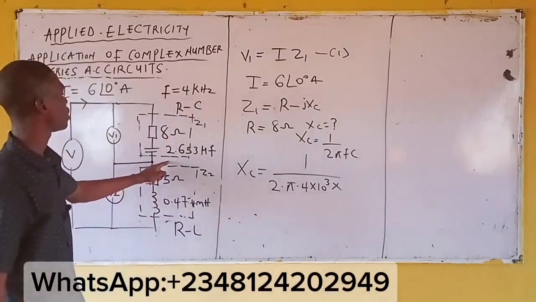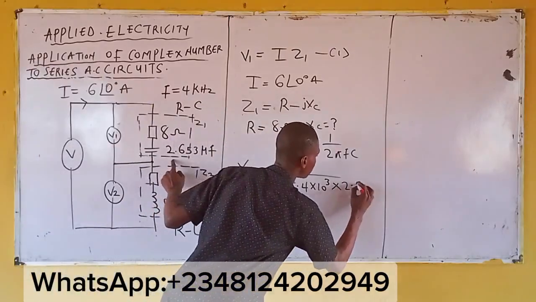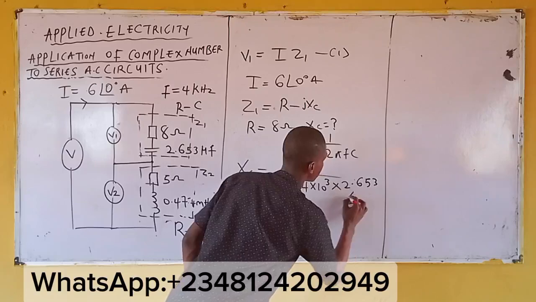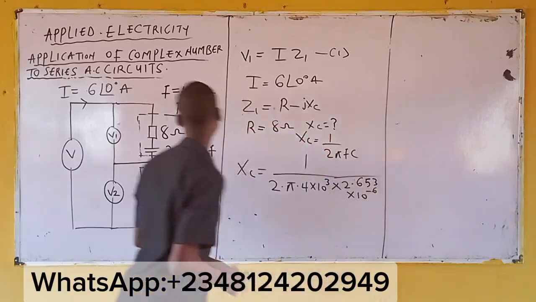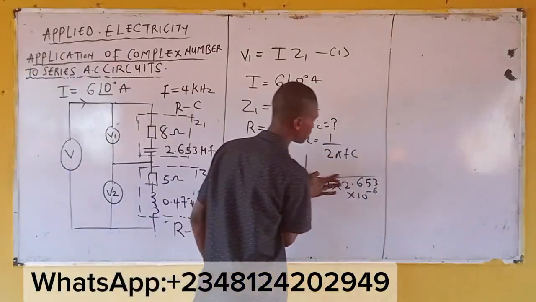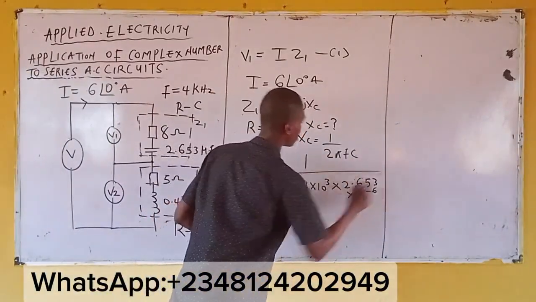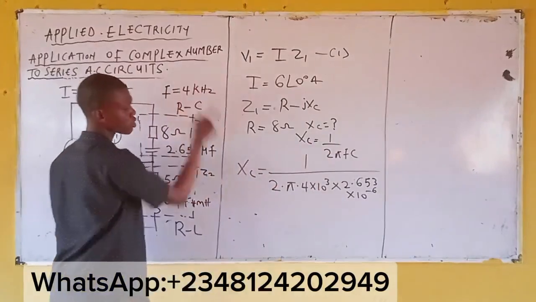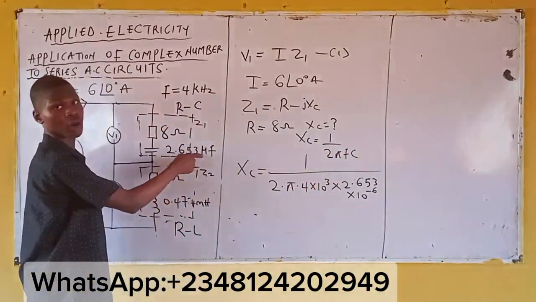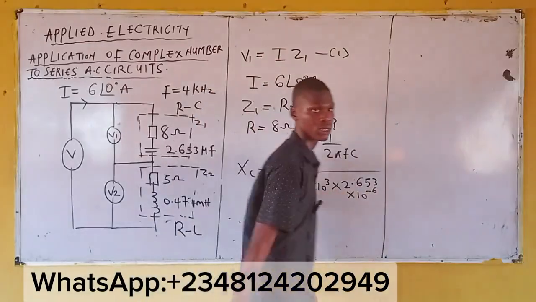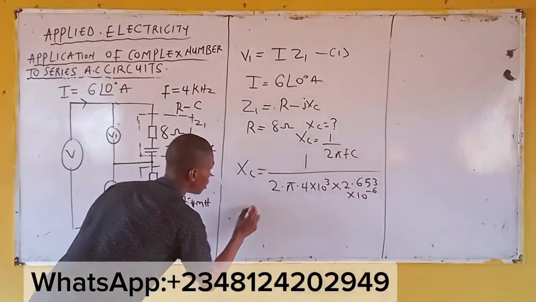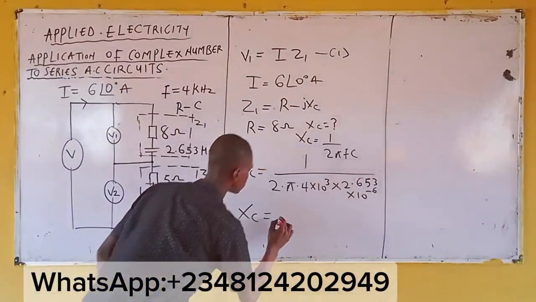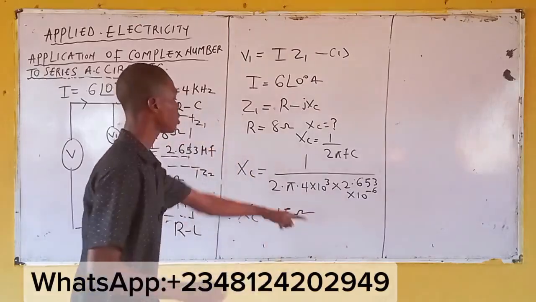What's your capacitor? 2.653 times 10 raised to power negative 6, microfarad. Now, input this in your calculator. What's the answer? 1 over 2 pi F, frequency 4 times 10 raised to power 3, multiplied by your capacitor, microfarad, times 10 raised to power negative 6. So input this in your calculator. Tell me the value of XC. What's your XC? XC is equal to what? 15 ohms. Approximately 15 ohms.